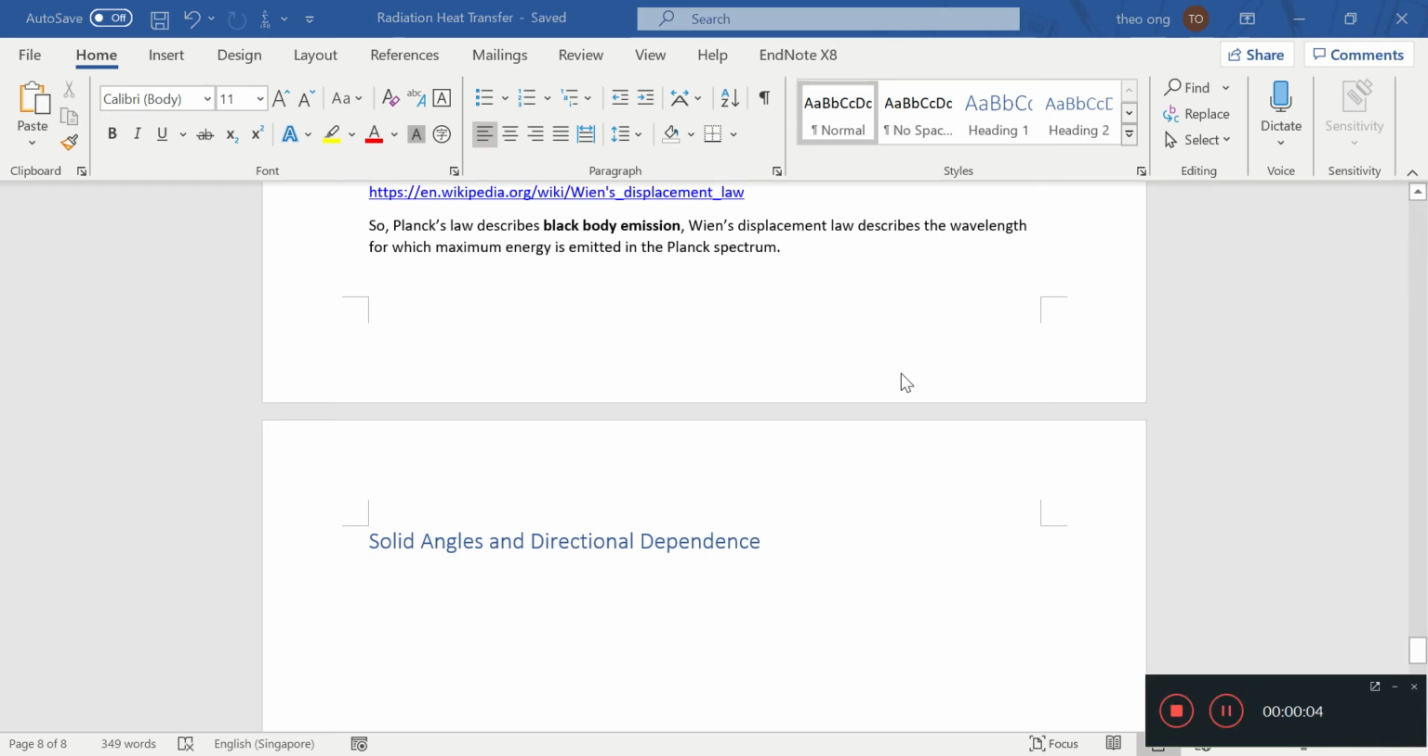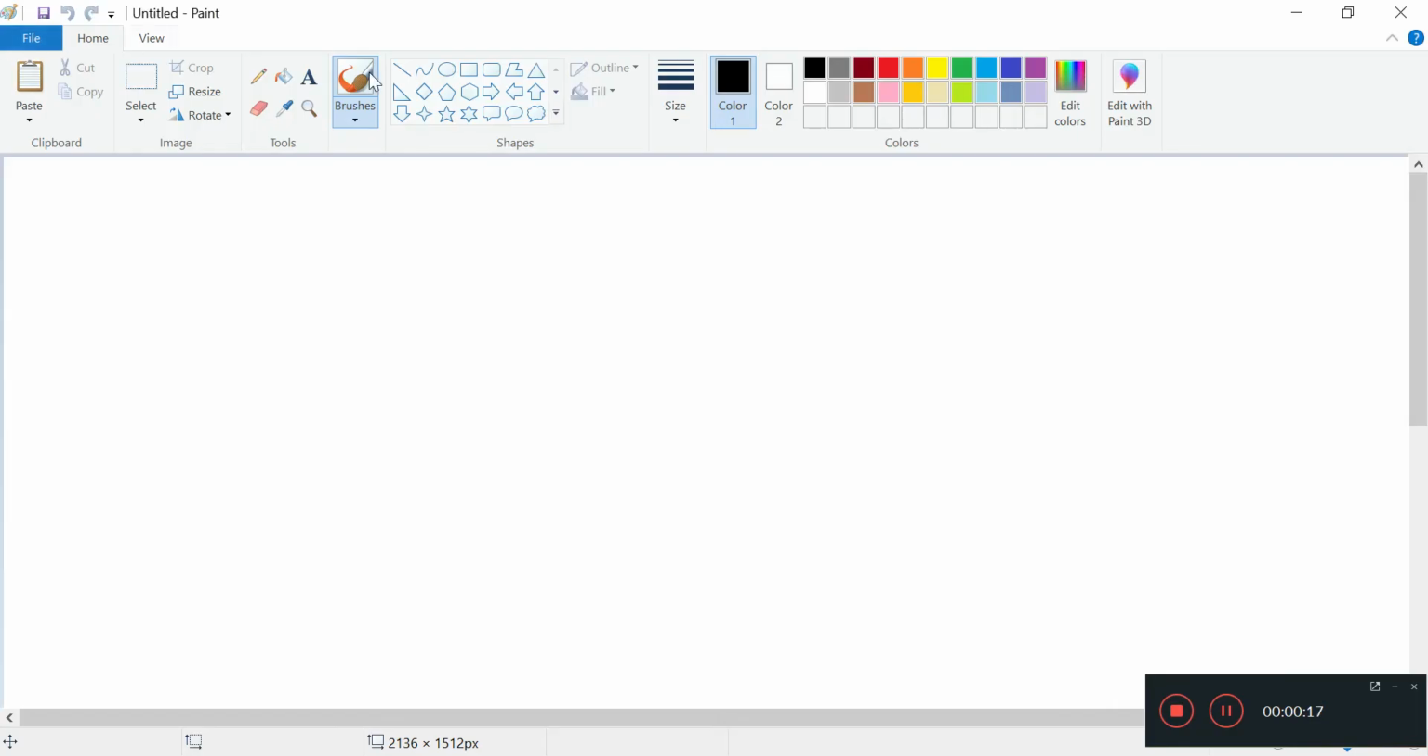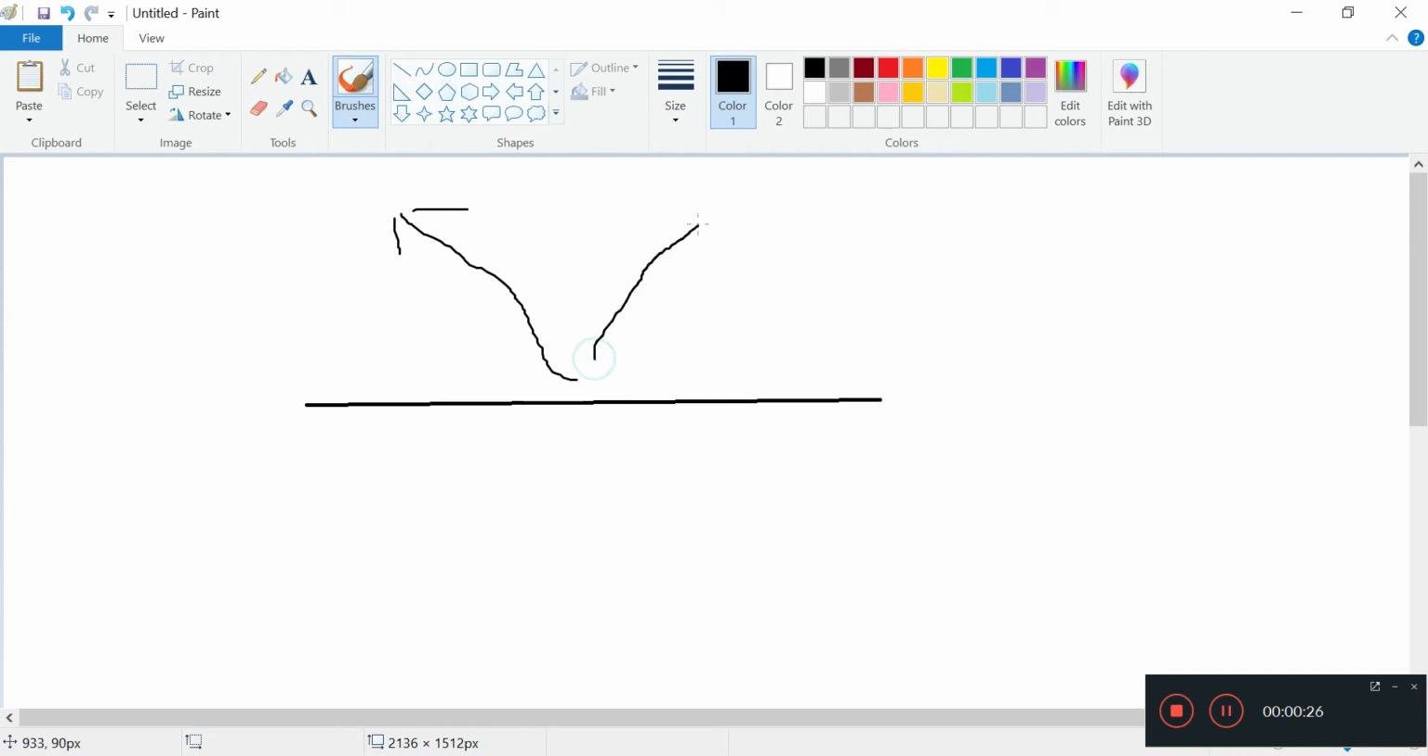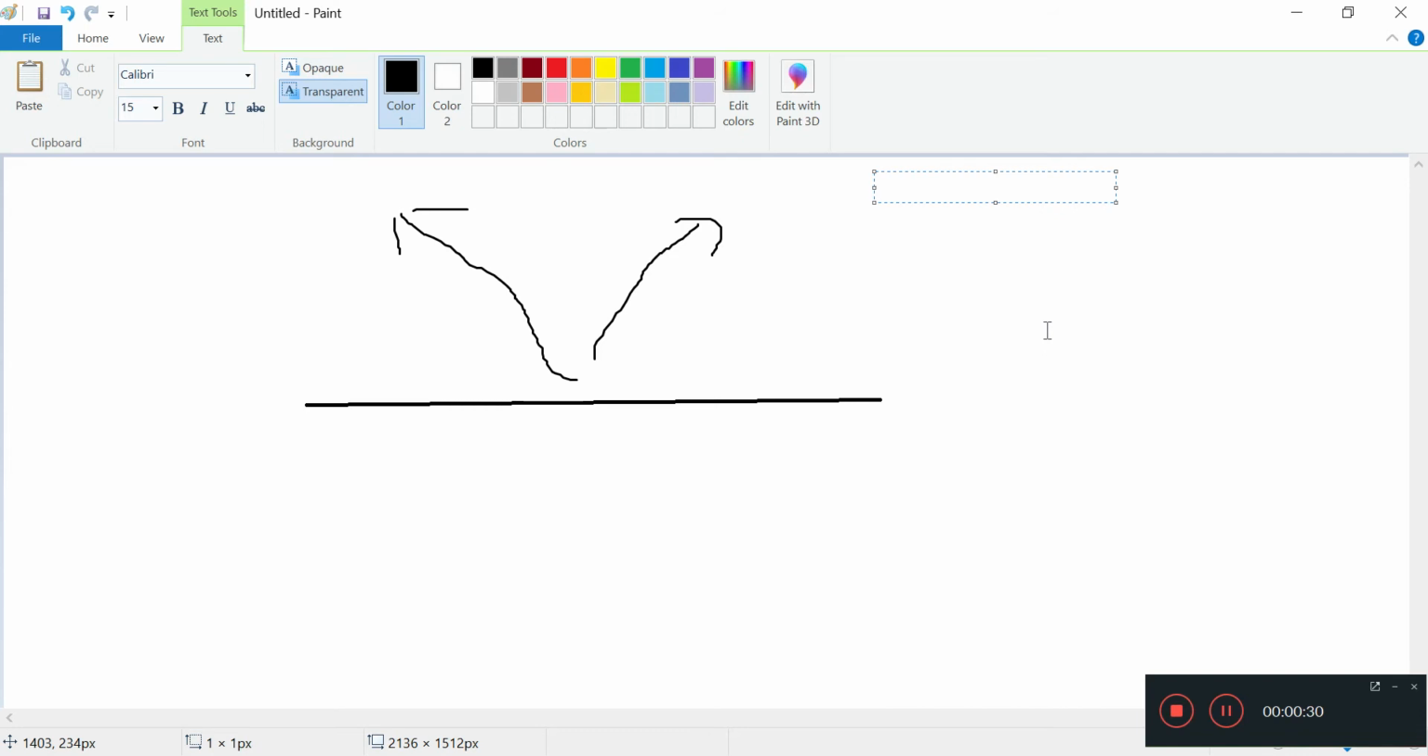So in the last video, we talked about Wien's displacement law, one of the most important laws in radiation, and we saw how we can derive that from Planck's law. So we've basically covered some of the basics, and we know that for a surface that's emitting radiation, we know that it is a function of the heat output per unit area.